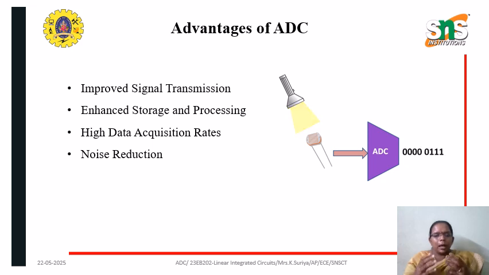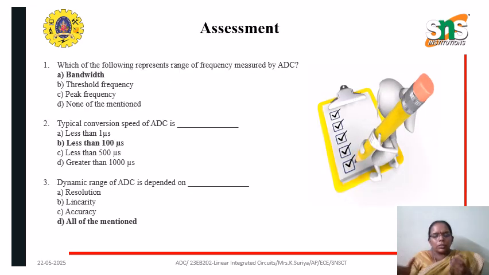Next one is high data acquisition rates. So ADCs, especially the integrated circuits, can achieve high data acquisition rates even with multiplexed inputs, facilitating faster data acquisition from various sensors. And finally, the most important thing is noise reduction. Normally, when you process in the digital manner, it will be free from noise when compared to analog signals. So it incorporates techniques like oversampling and noise shaping to reduce the noise and improve the signal quality. So hope you understood the analog to digital conversion.